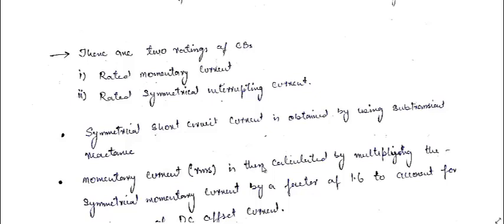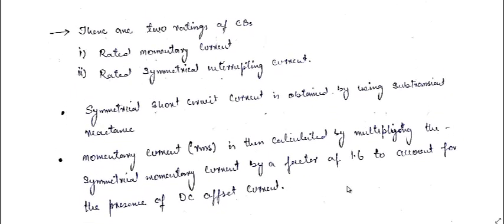But momentary current, which is again the RMS current, is actually the subtransient current plus some DC offset. Instead of using the DC offset, we can simply multiply the symmetrical current by a factor of 1.6 to account for the presence of the offset current. So momentary current can be calculated by simply multiplying the symmetrical current by a factor of 1.6 to account for the DC offset current. So these are two ratings in terms of current for a circuit breaker.